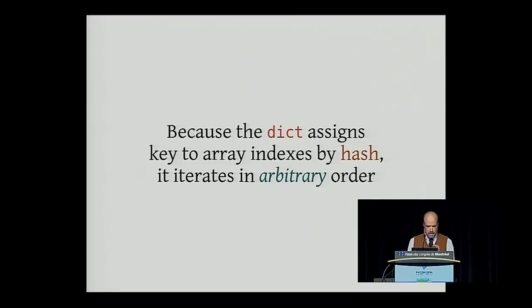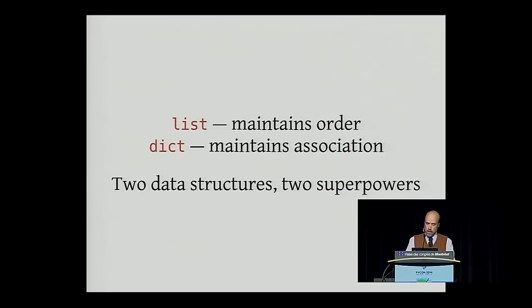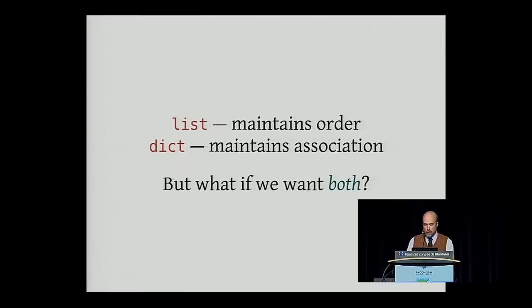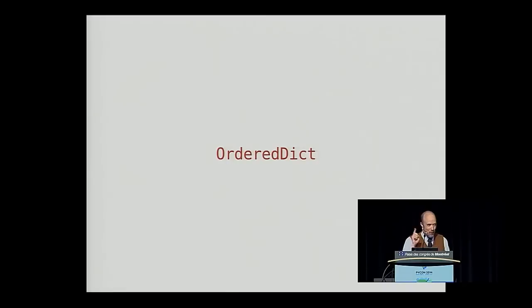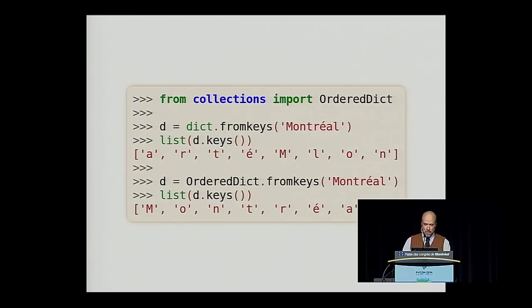Because the dict assigns each key to an array index by a hash, it always forgets its order. It iterates in arbitrary order, and thus you see the list and dict are kind of the opposites of each other. The list only does order and does it really fast and well. The dictionary only maintains the association and throws out the order. 2 data structures, 2 superpowers. What if you want both? Then there is an ordered dict in the standard library. You'll find it in the collections module, and when you iterate later, it remembers the order that the keys were added in if you need that.